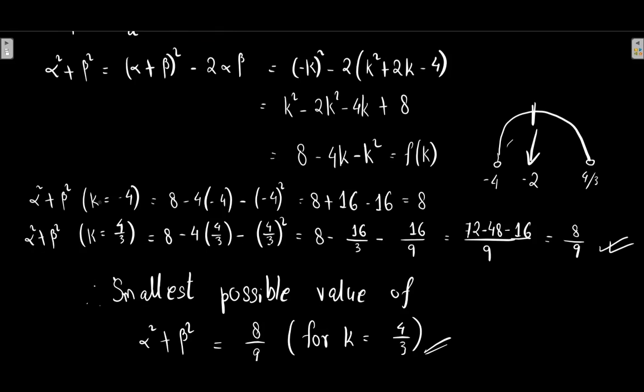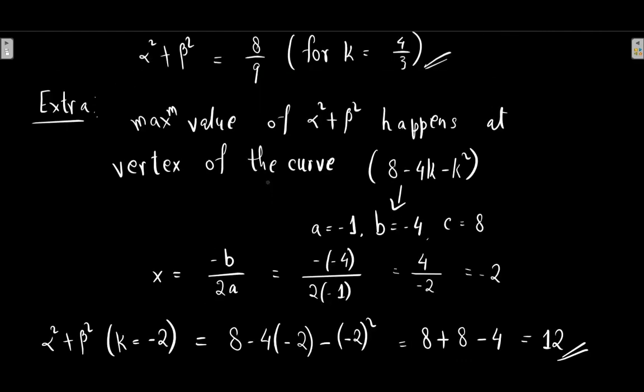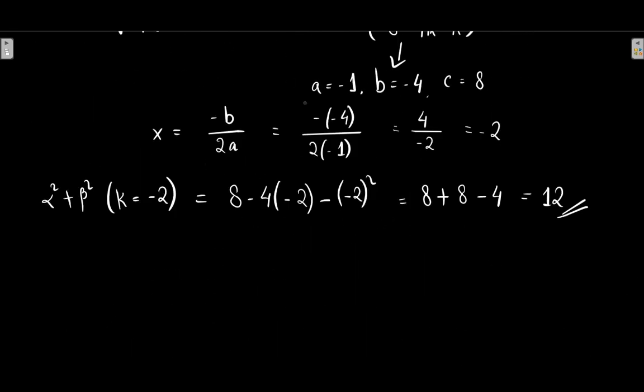So we computed the values of alpha square plus beta square at the endpoints -4 and 4 upon 3, and we found out that the value was smaller at 4 upon 3. Okay, and the smallest value came out to be 8 upon 9. Then we found out the maximum value also, but this was extra, not required, I just wanted to find the maximum possible value also. So this is it. The final answer is 8 upon 9. Okay, so thank you.